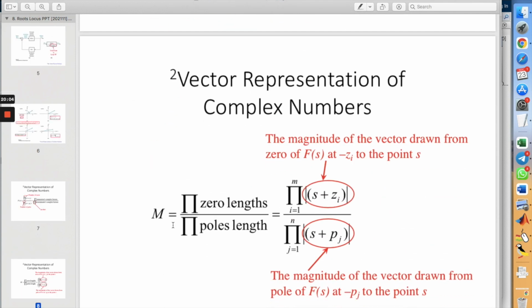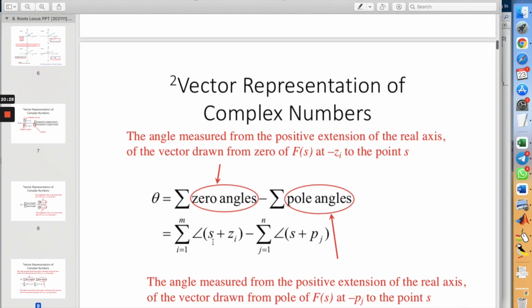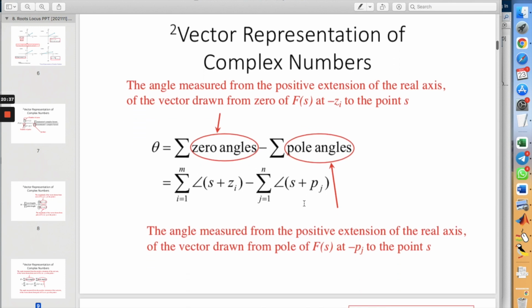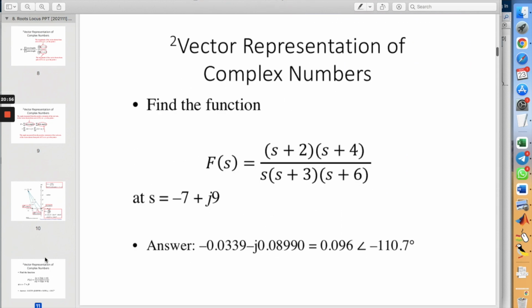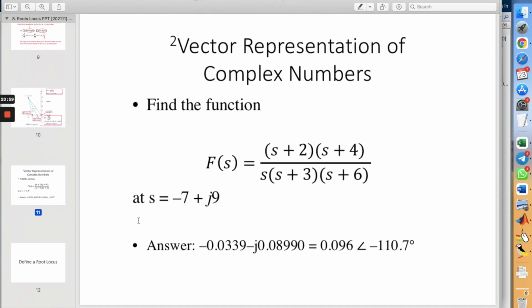We can find the magnitude of the complex number here by dividing the product of the lengths of the zeros by the product of the lengths of the poles. And then we can find theta, which is the angle, by taking the summation of zero angles minus the summation of pole angles. Try these examples to strengthen the basic concepts in this complex number or vector representation.